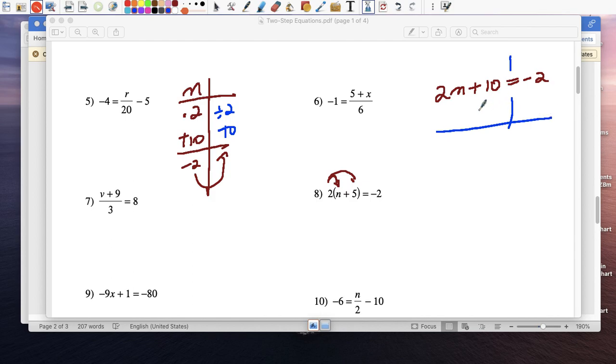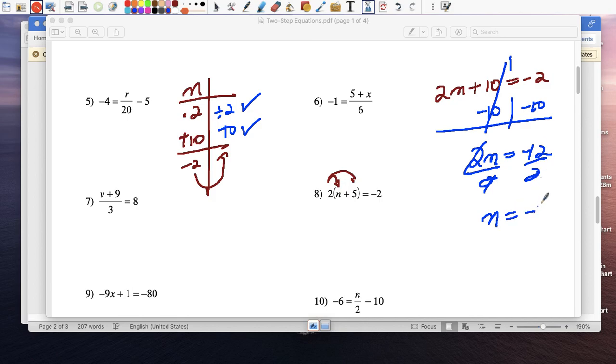So first thing, subtract 10, subtract 10. 10 minus 10 is 0. I'm left with 2n on the left side. Negative 2 minus 10 is negative 12. Check. Now I divide both sides by 2. 2 divided by 2 is 1. I'm left with n. And negative 12 divided by 2 is negative 6.